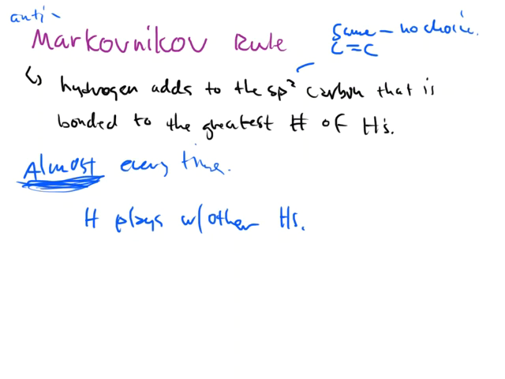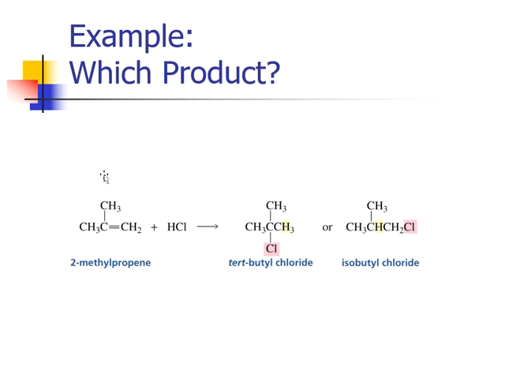Okay, so anti-Markovnikov we now have on the table. Delocalization we know is going to play a role here. Regioselectivity we also know is going to play a role. All of that is very, very important. All right, so if we look at an example, here we see this.